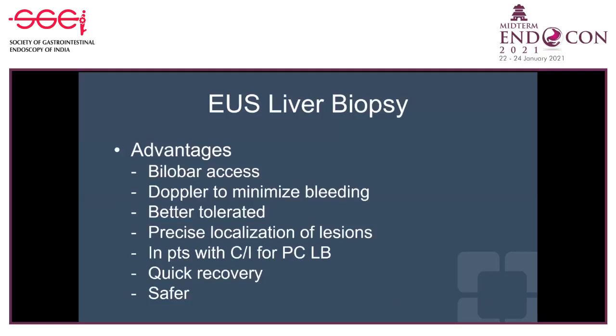That being said, the left hepatic lobe is much easier as far as the access goes. The right, the majority of the times, is easy, but sometimes it could be difficult, especially if you're trying to use a 19 gauge needle. Being able to look at intervening vessels via Doppler helps us minimize the risk of bleeding. The procedure obviously is better tolerated as patients are under sedation. Endoscopic ultrasound also allows us to precisely localize the lesion and characterize it.